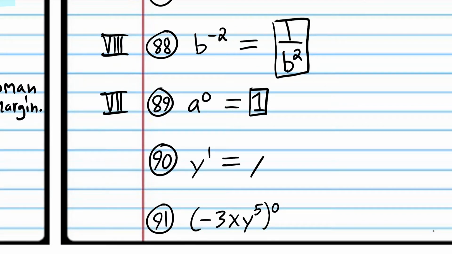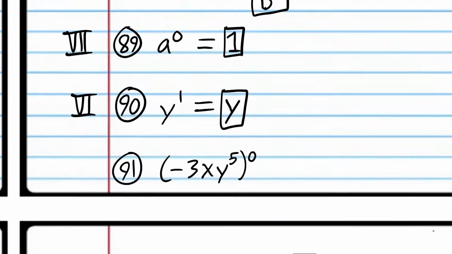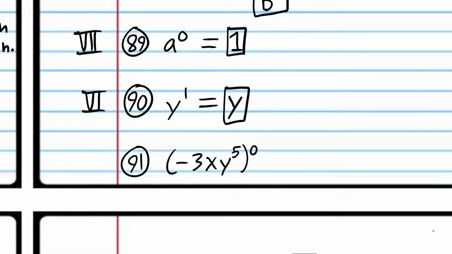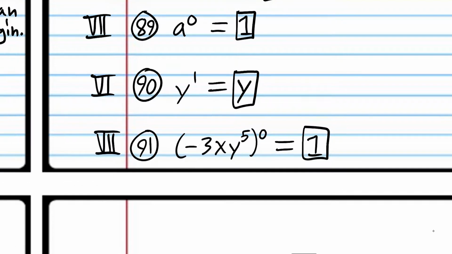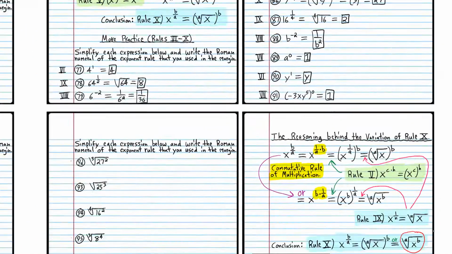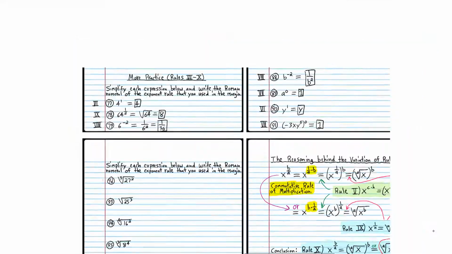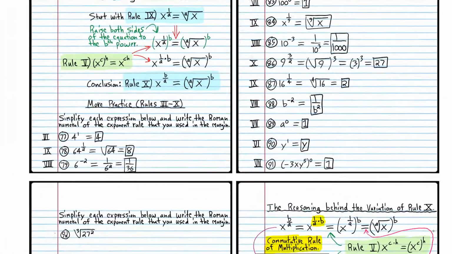Anything raised to the 1 power doesn't change. So if you got that one right, good job. And that is rule number 6. Okay, why don't you try number 91, and when you come back, we'll do it together. All right, we're back. Anything raised to the 0 power is 1. So that is rule 7. If you got that one right, good job. Okay, so that was just some review of these strange power rules.